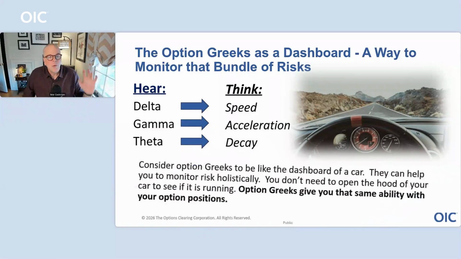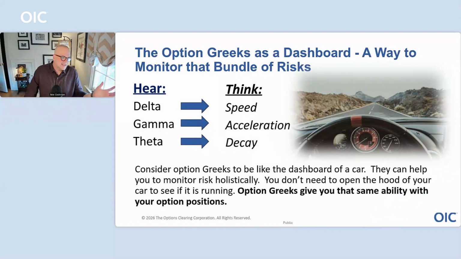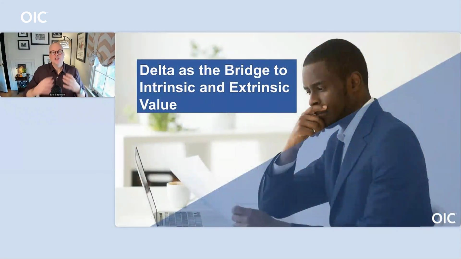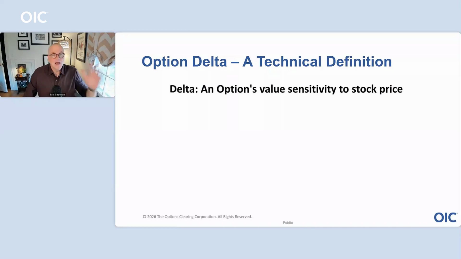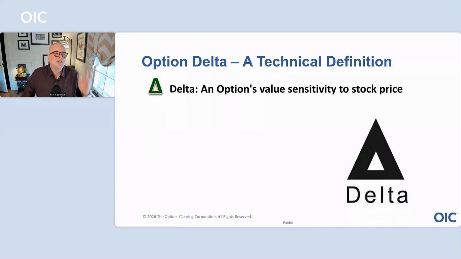Now, the reason why I introduced the idea of Greeks here is because I want to use delta as the bridge to intrinsic and extrinsic value. We're going to talk about delta and give you the technical definition first, and then I'm going to drive home the point of that hard delta, soft delta kind of balance and how it relates to the concepts we're going to talk about today. Delta, technically, is an option's value's sensitivity to stock price.